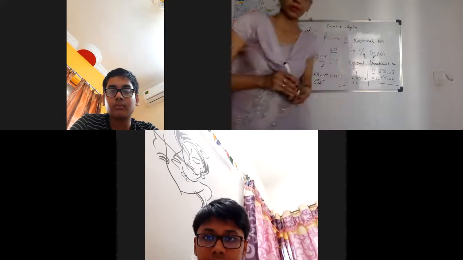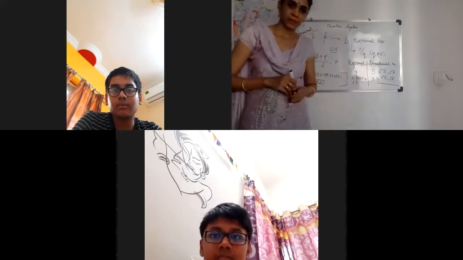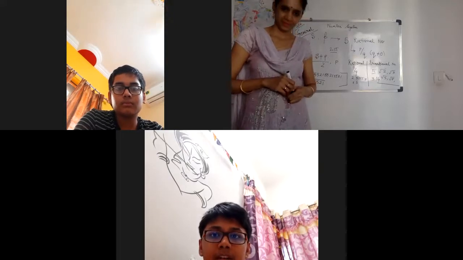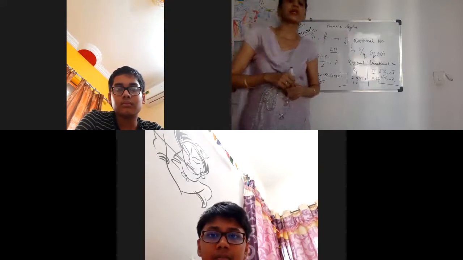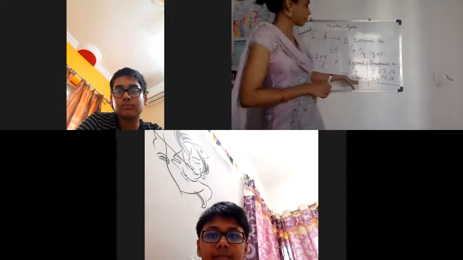Tell me. Ma'am, in p by q form. In p by q form, that will be directly rational numbers. That will be directly rational numbers. Try to get the p by q form first. Try to get the p by q form.